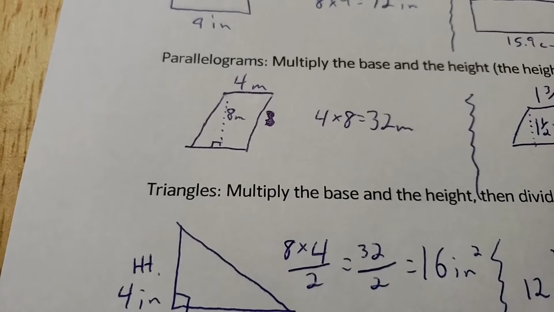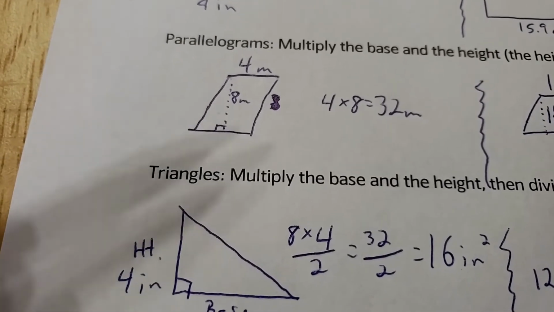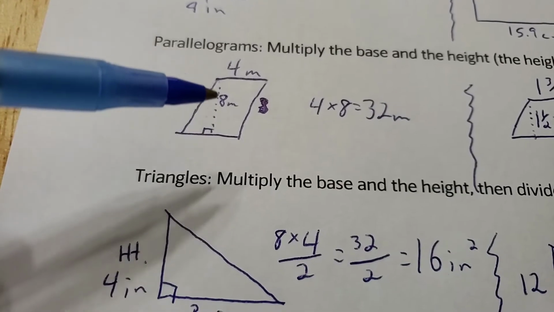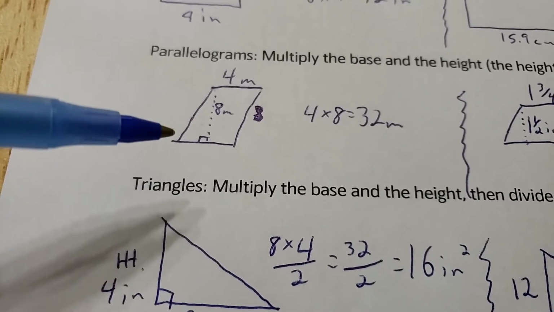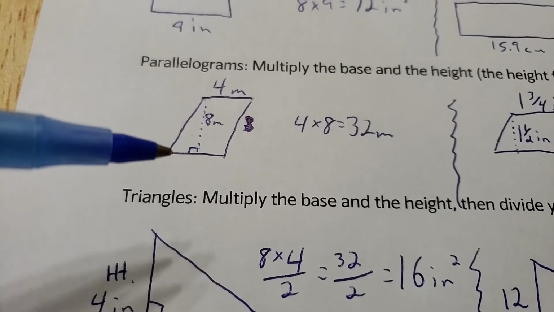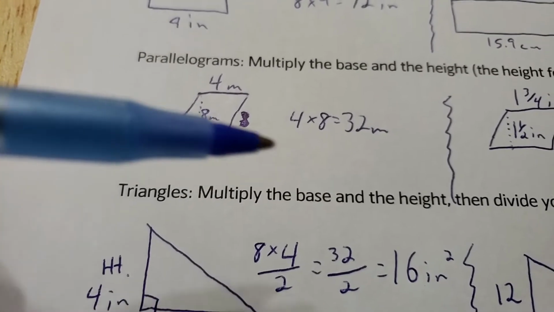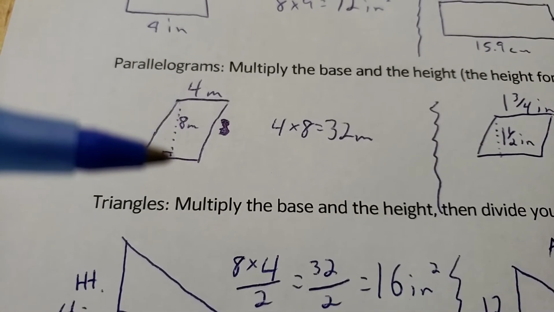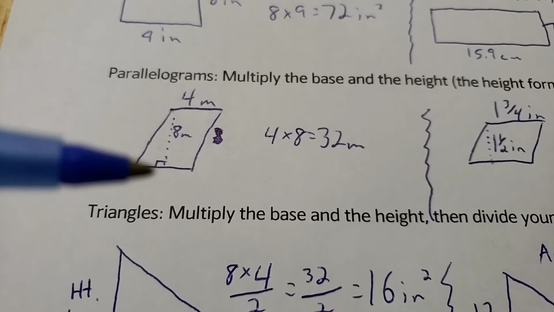Parallelograms are similar to rectangles. They're just kind of leaning over a little bit. So you still have a base and a height, but the height forms a true 90-degree angle with the base. Now the base up here is 4, and that same measurement goes on here as well in a parallelogram. So it's a 4 by 8 parallelogram. 4 times 8 gives you 32. You always want to make sure you use the height that forms a 90-degree angle with the base.